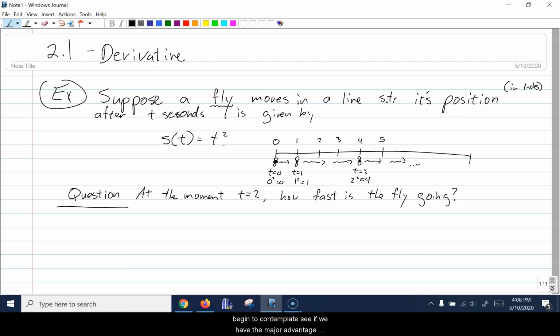See, we have the major advantage that we drive cars. When I'm driving my car, I look down a little dial and it tells me that at this moment I'm going 38 miles per hour, say. And what does that mean to be going 38 miles per hour at a moment? I know what it means to be going 38 miles an hour for an hour. It means over the course of that hour it takes me 38 miles.